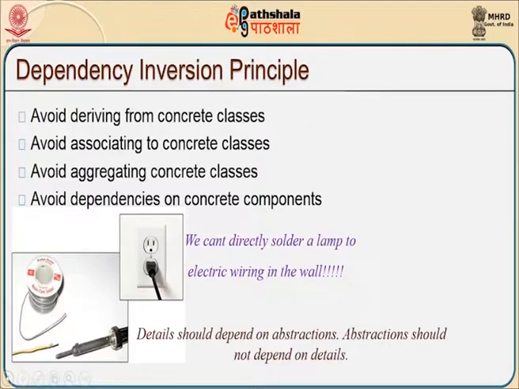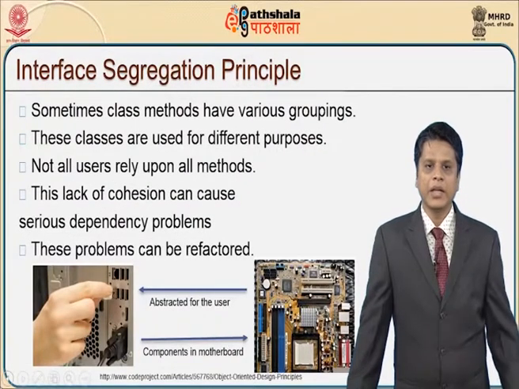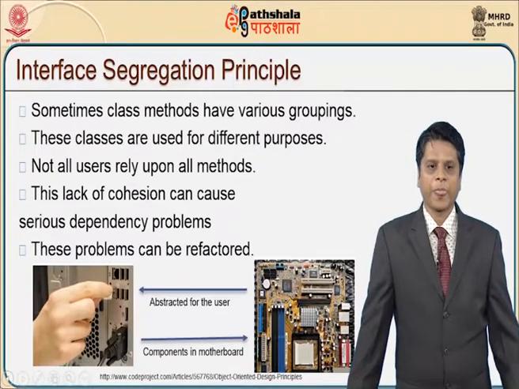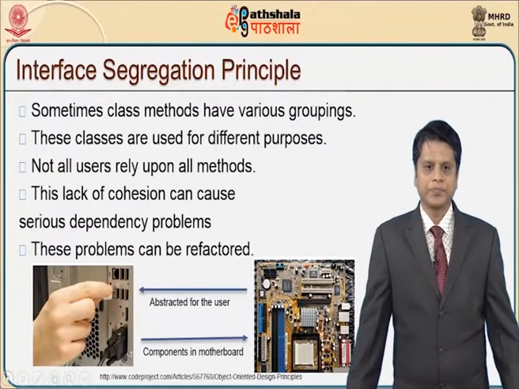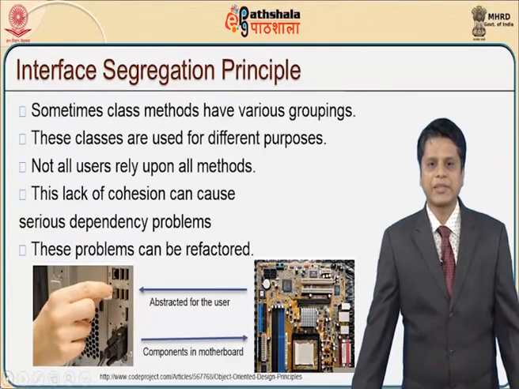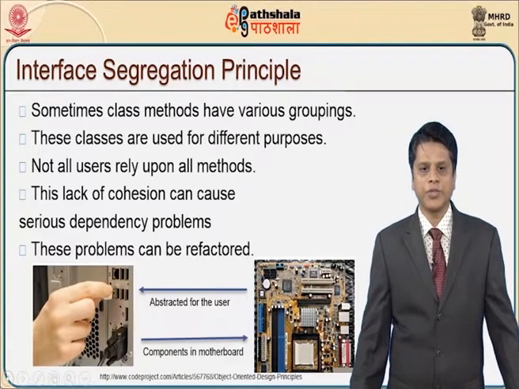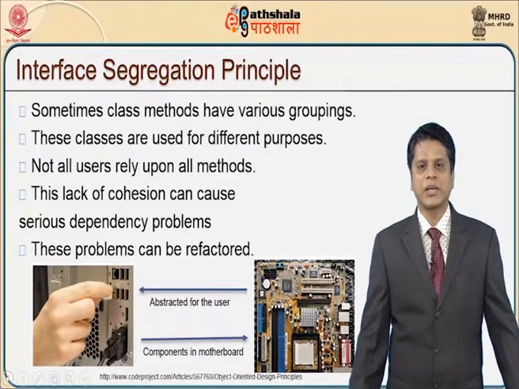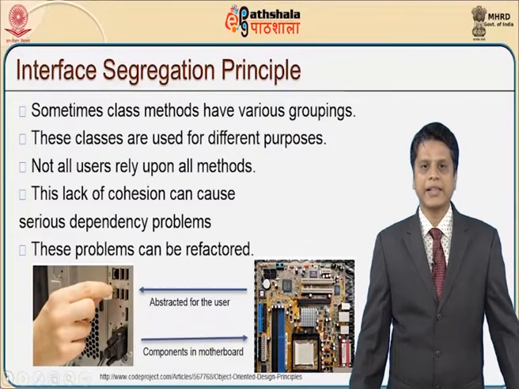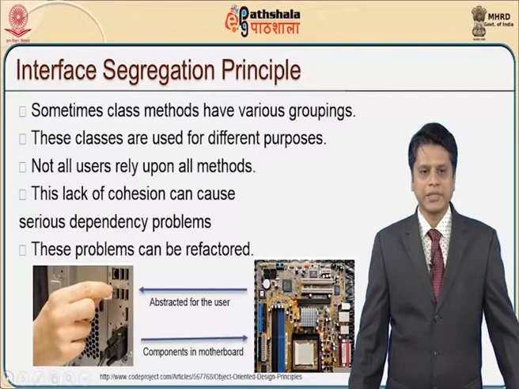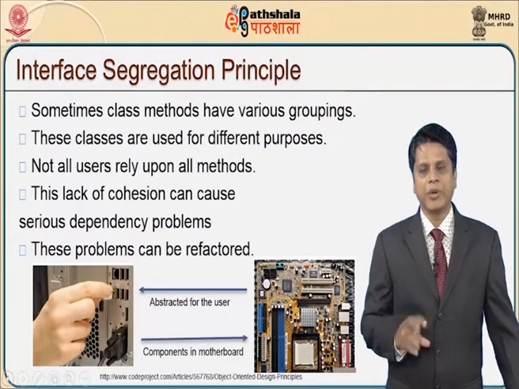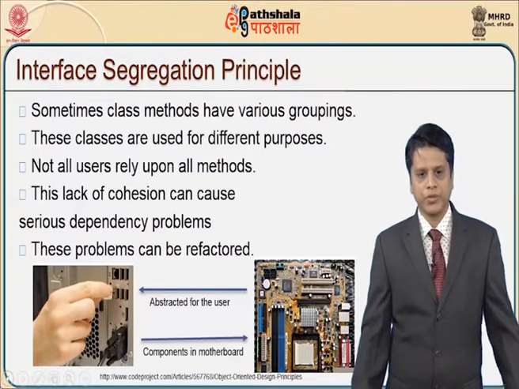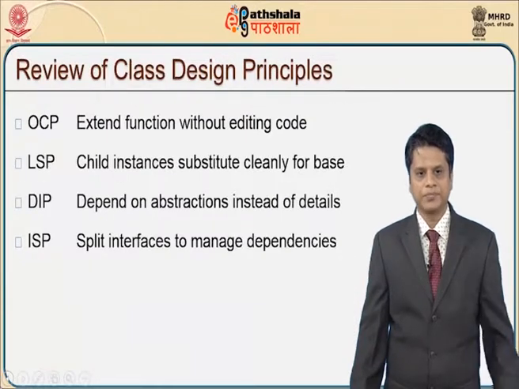Associating to concrete classes is being avoided. Aggregating concrete classes, dependencies on concrete classes is also being avoided. And the other principle is the interface segregation principle, which is that sometimes class methods have various groupings. These classes are used for different purposes. Not all users rely on all the methods. So this lacks cohesion. This lack of cohesion can cause serious dependency problems. So we may not be completely dependent on the cohesion perspective. So those problems can be refactored.